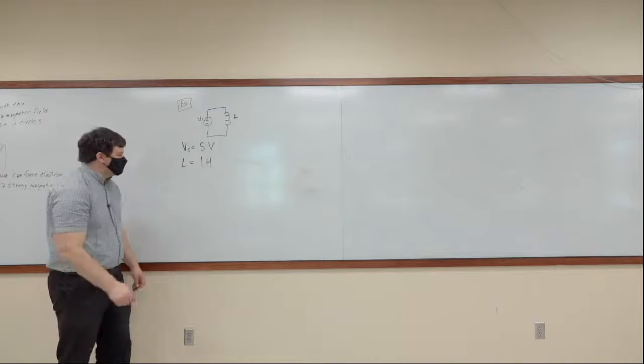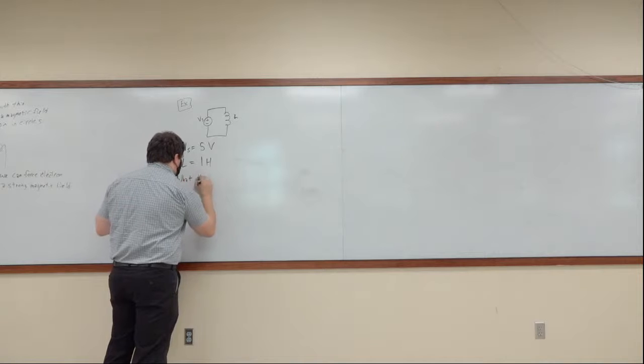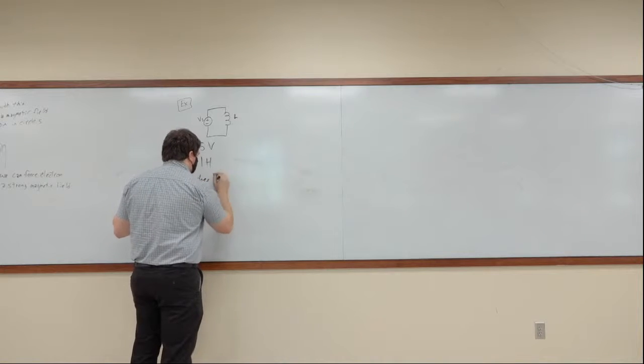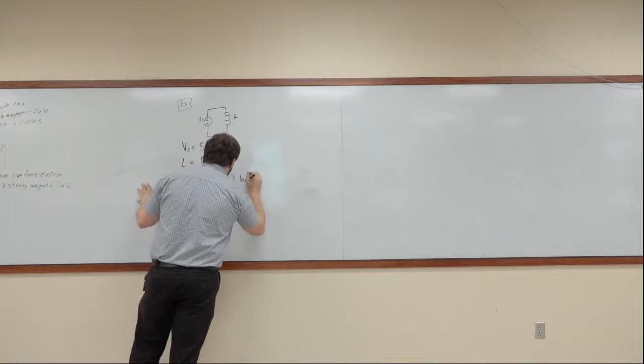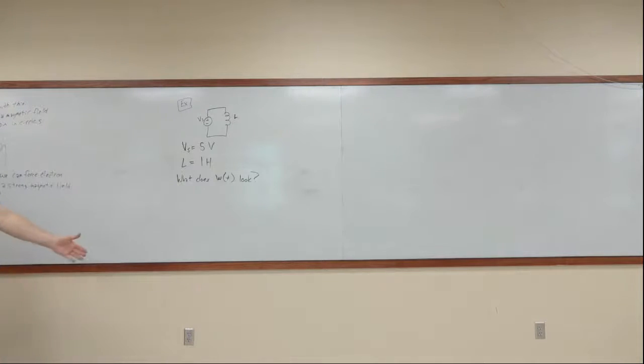So the question is, not V, what does the graph of energy through this system look like? Okay, so now here the voltage source is constant. There's a constant DC source. It's a very simple system. What does this look like?